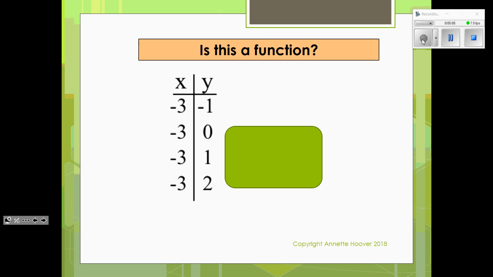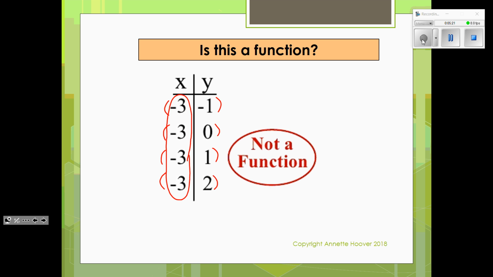Okay, look at this one. We have the ordered pairs -3, -1; -3, 0; -3, 1; -3, 2. Does the x repeat? It repeats every single time. So is it a function? No. The x cannot repeat.